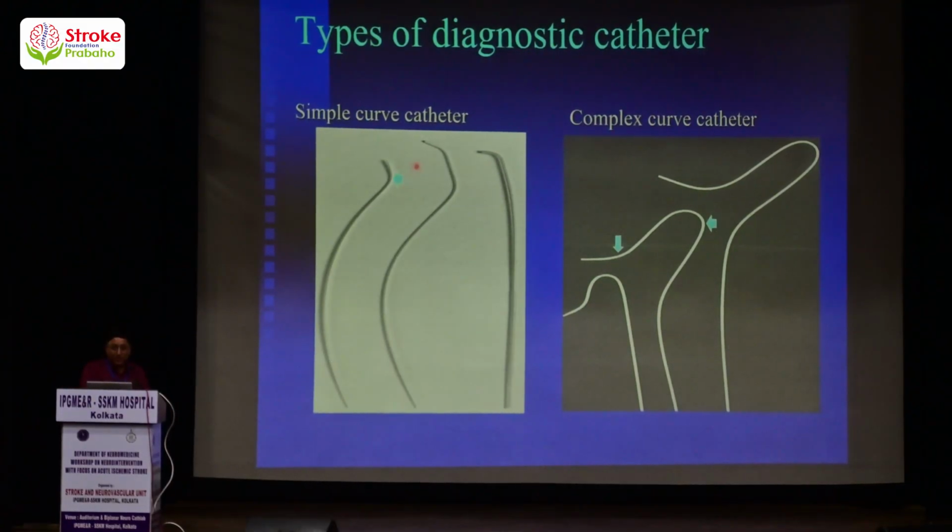There are types of diagnostic catheter, called simple curve catheter and complex curve catheter. In the simple curve catheter, we can see there is only one curve here, and in the complex curve catheter, we can see here are 2 curves. So there is a primary curve and there is a secondary curve. The simple curve catheters are used for type 1 arch angiography, but when we have type 2 or type 3 arches, then we have to use the complex curve catheters.